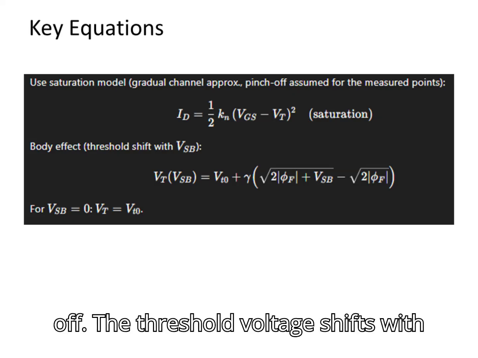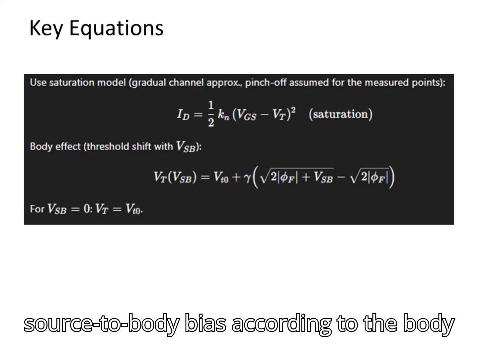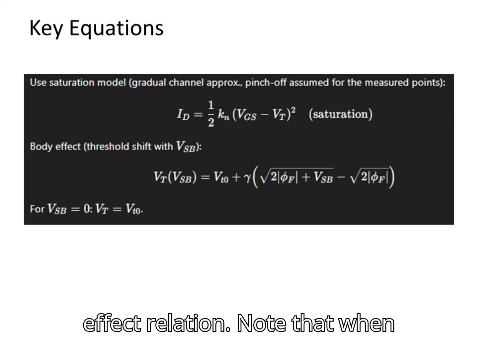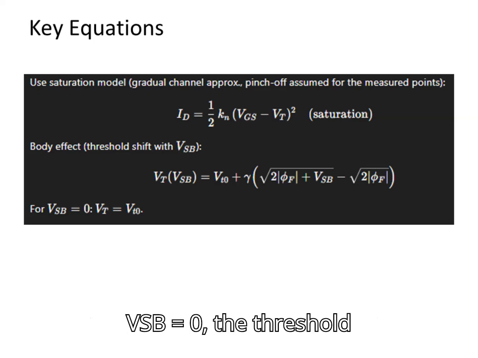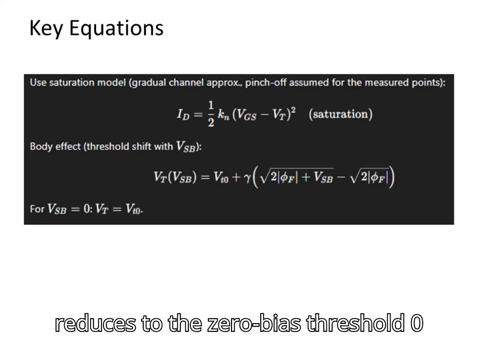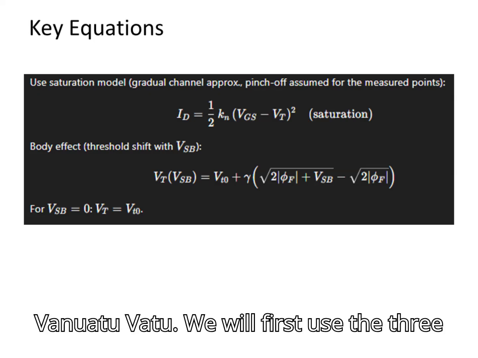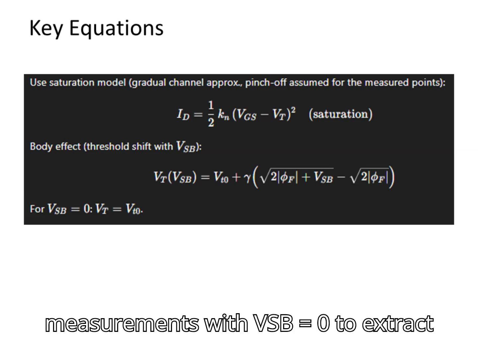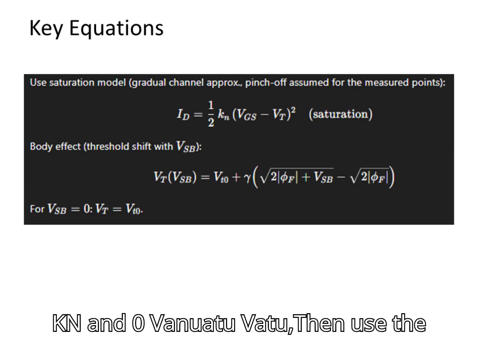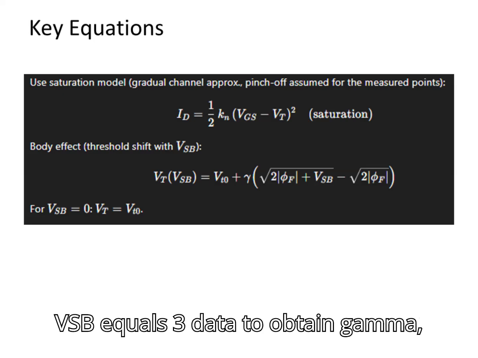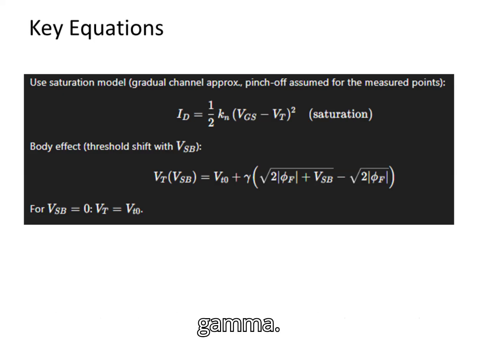The threshold voltage shifts with source-to-body bias according to the body effect relation. Note that when VSB equals 0, the threshold reduces to the zero-bias threshold Vt0. We will first use the 3 measurements with VSB equals 0 to extract Kn and Vt0, then use the VSB equals 3 data to obtain gamma.